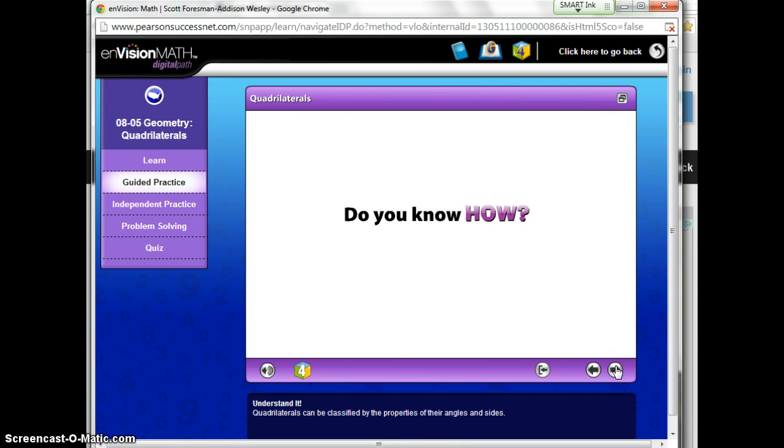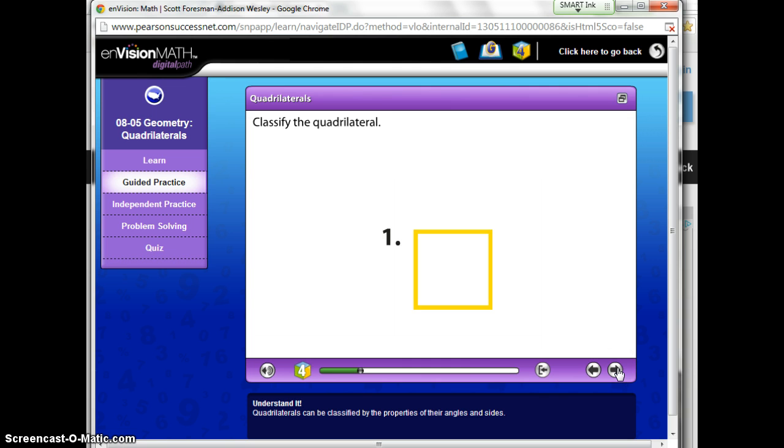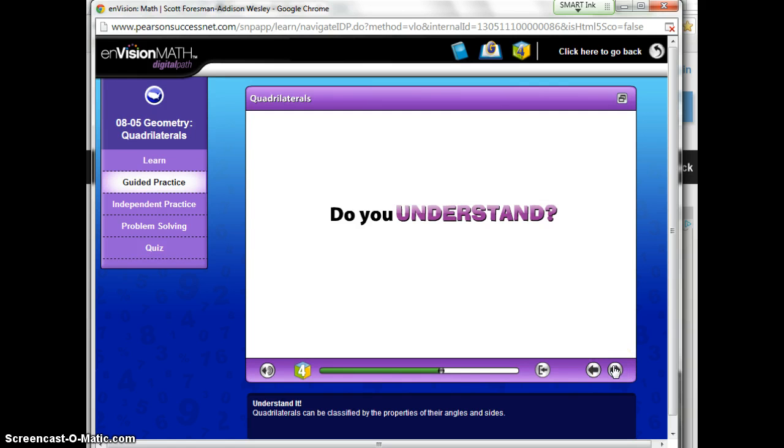Tell me what is the name of this shape. Kiara? It is a square. How about this shape? Emma? Rhombus. A rhombus. Then? Brendan? It is a parallelogram. And finally? America? A trapezoid. Good work.